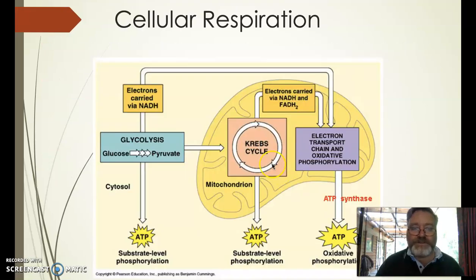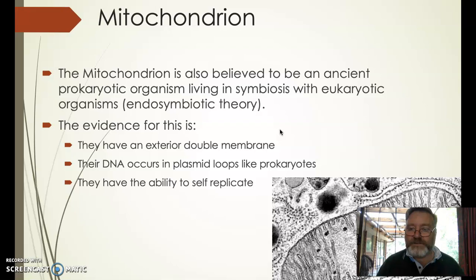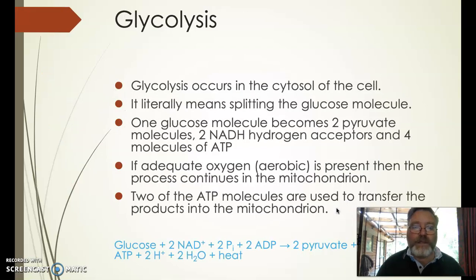So 3-stage process, glycolysis, can stop here and become anaerobic, or it can move inside the mitochondria. So this happens in the cytosol. We now move into the mitochondria and take the next 2 stages. And it gets quite complex in a biochemical sense. So mitochondria, again, has this double membrane, lots of plasmid loops, able to self-replicate. So I believe it also gives a piece of endosymbiotic evidence.